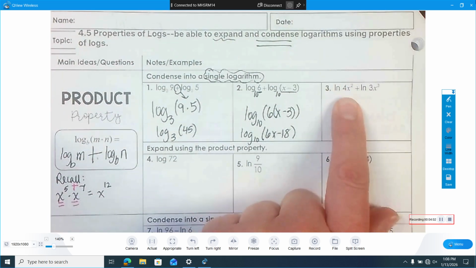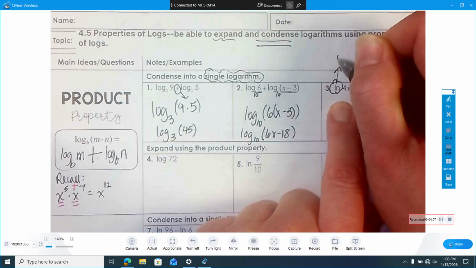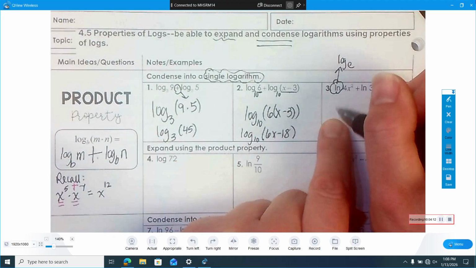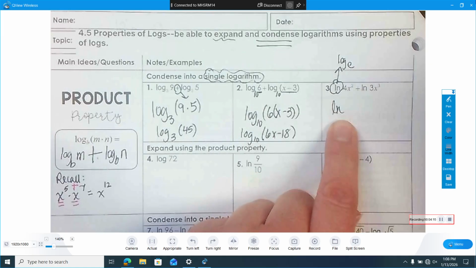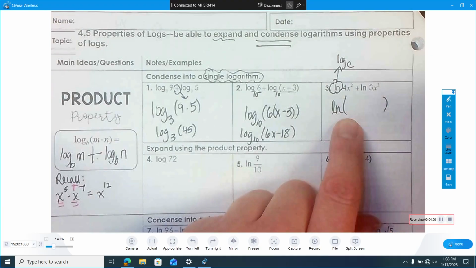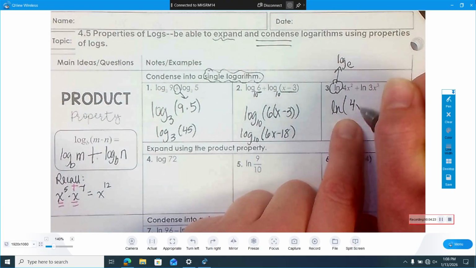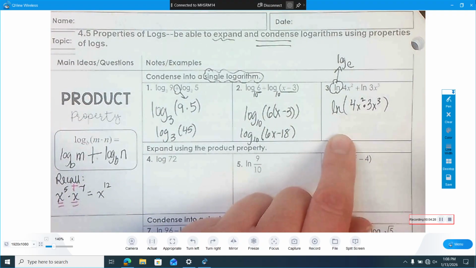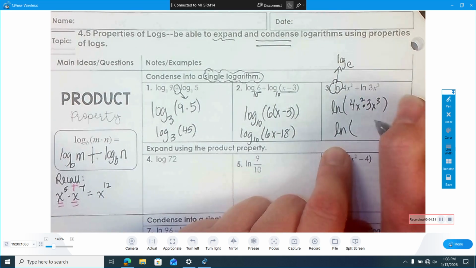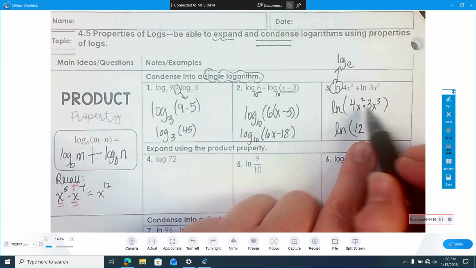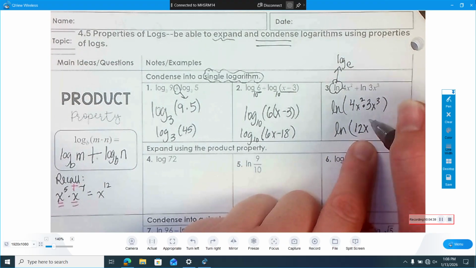Here, is this a log? Yeah, what is it? Log base e, remember. Those natural logs really just mean log base e. So I can keep it just using natural log. If we wanted to make it log base e, we could. But the sum of the logs, I can rewrite as a product. So we have 4x squared times 3x cubed. Can I clean that up inside? Yeah, so we have 4 times 3, which is 12, and what's x squared times x cubed? X to the 5th, good.